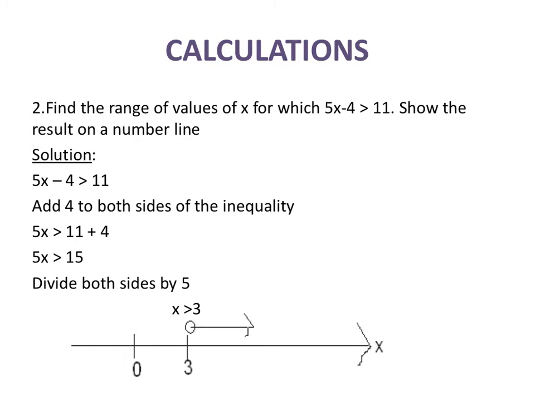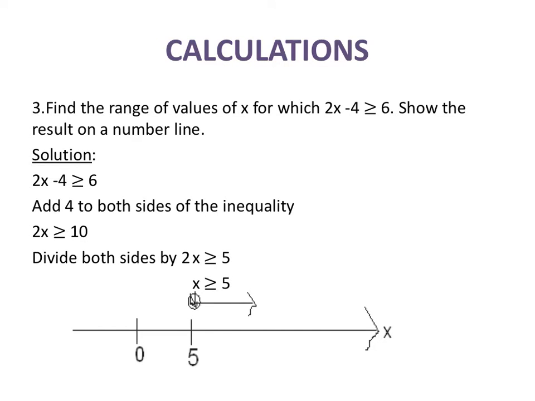And looking at the diagram there, that circle is not closed. It's open at 3 going upwards, because there's no sign of equality there. So x is greater than 3. That's how it is represented.